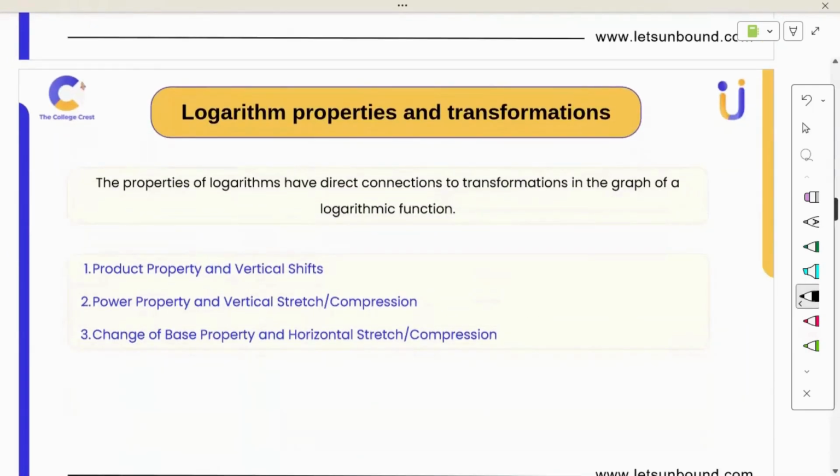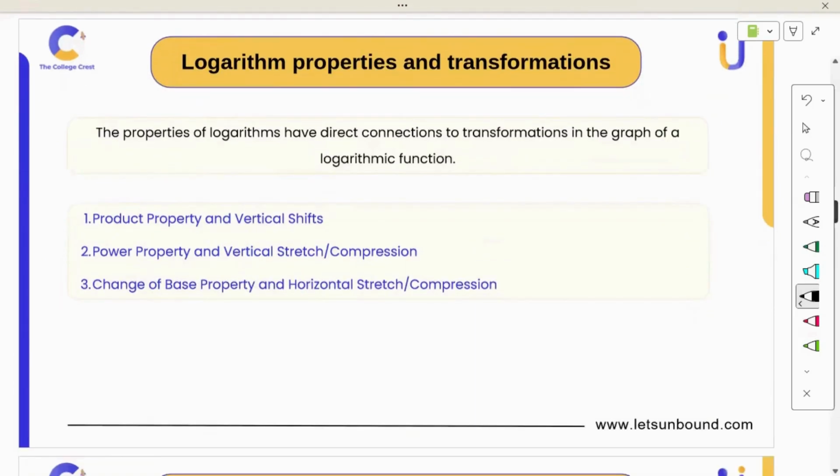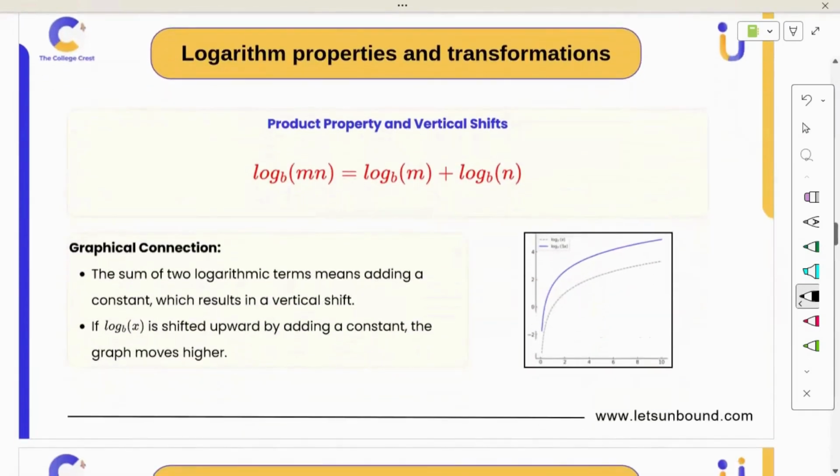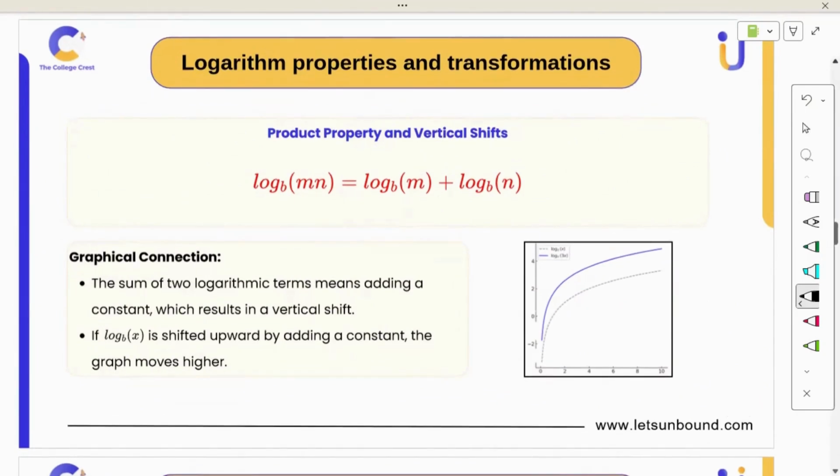Now logarithmic properties and transformation. The properties of logarithms have direct connection to transformation. Product versus vertical shift, power and vertical dilation, stretch or compression, change of base property and horizontal stretch or compression. So product property, log with base b of mn, you can write it as log b m plus log b n.